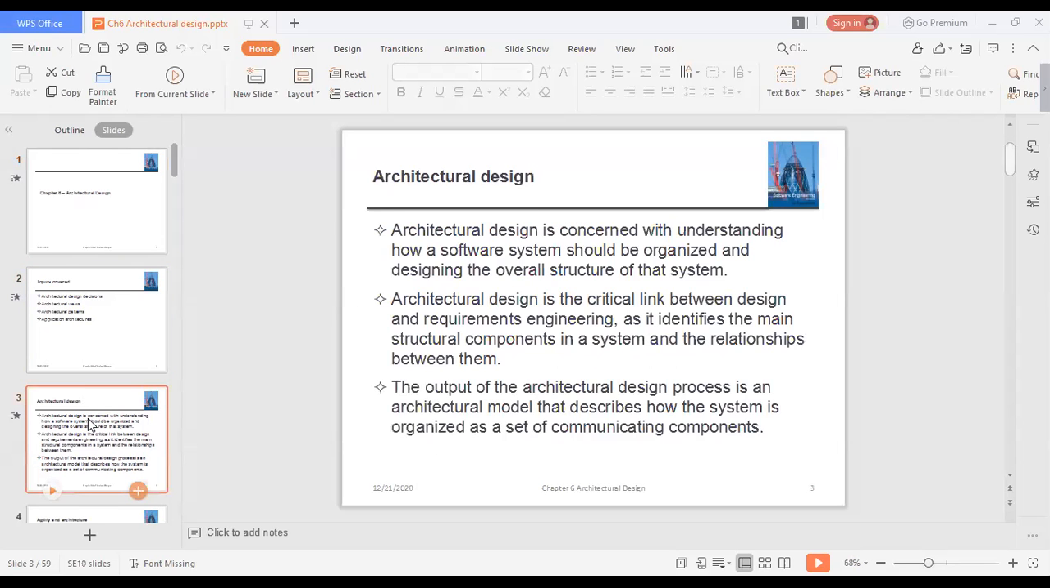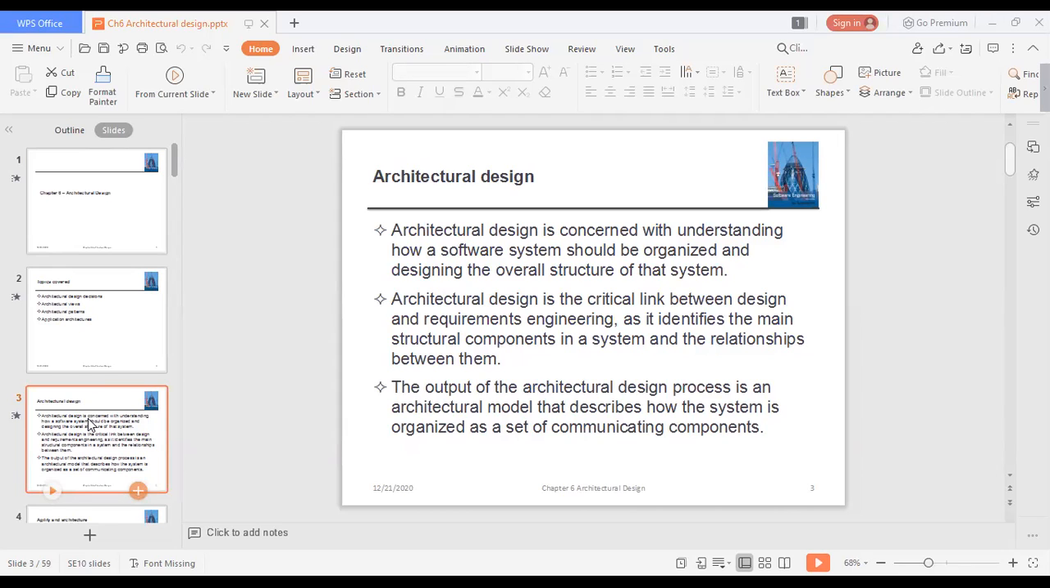The architectural design is concerned with understanding how a software system should be organized and designing the overall structure of that system. So definitely it's a roadmap. It's simply the map of your building, like we have in civil engineering. So here, software system should be organized and designing the overall structure of that system. We are going to learn this in this chapter.